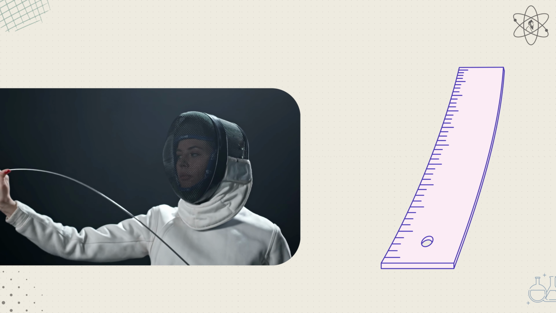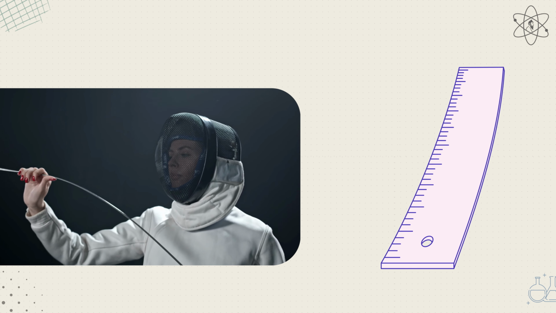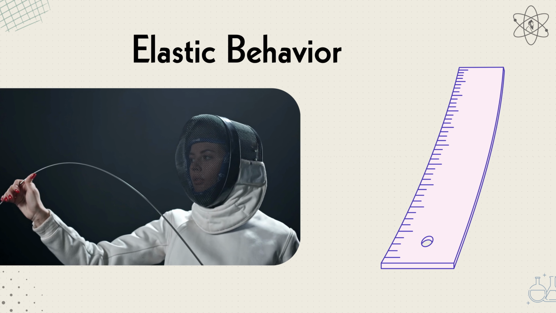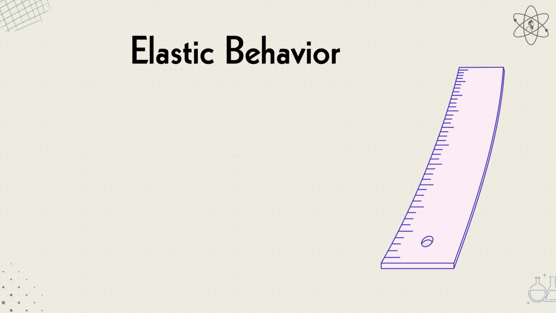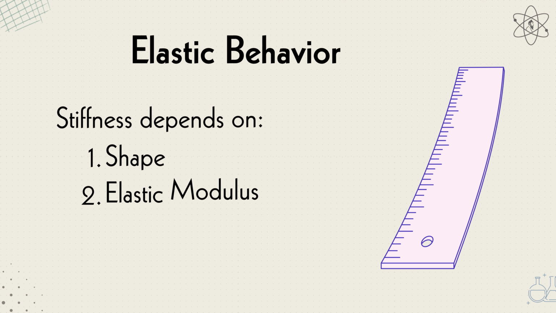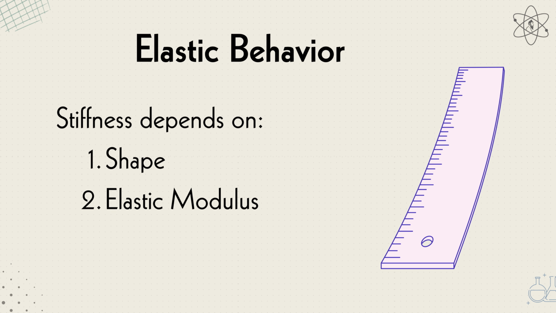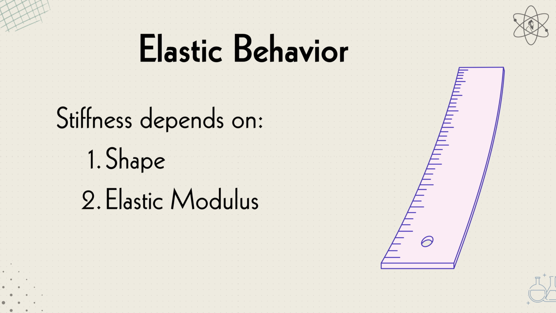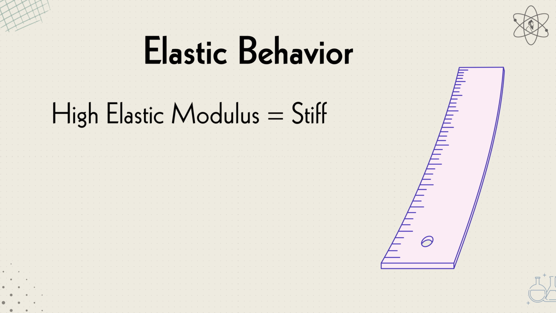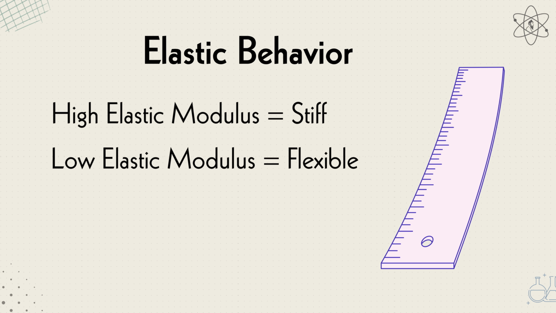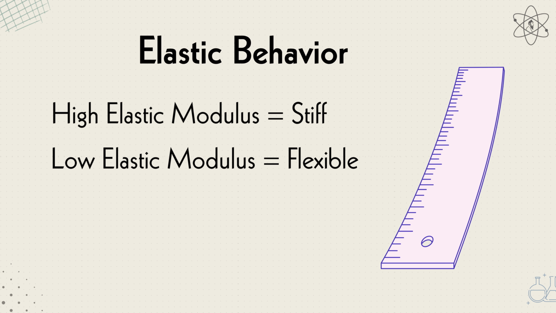Take a steel ruler for example. It bends easily but springs back when released. That's what we call elastic behavior. The stiffness during bending depends partly on the shape of the ruler, a thin strip bends more easily, and partly on a fundamental property of the material itself, the elastic modulus. Materials with high elastic modulus like steel are naturally stiff. Those with low elastic modulus like polyethylene are much more flexible.